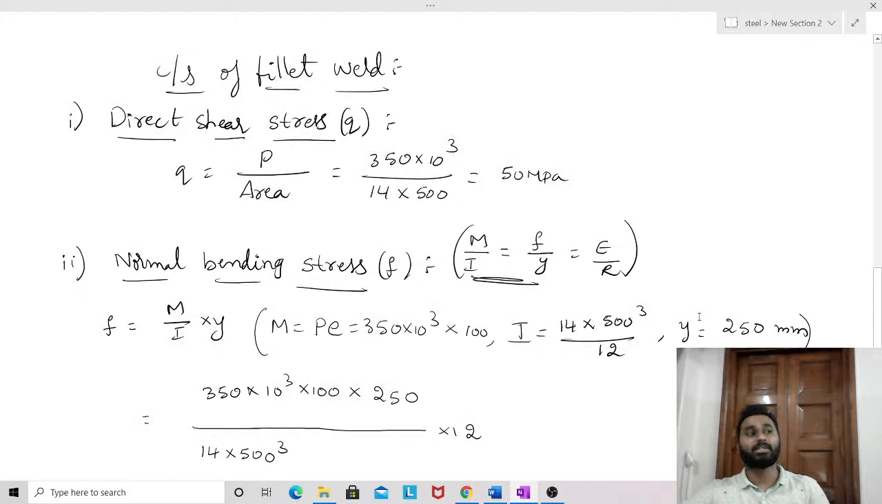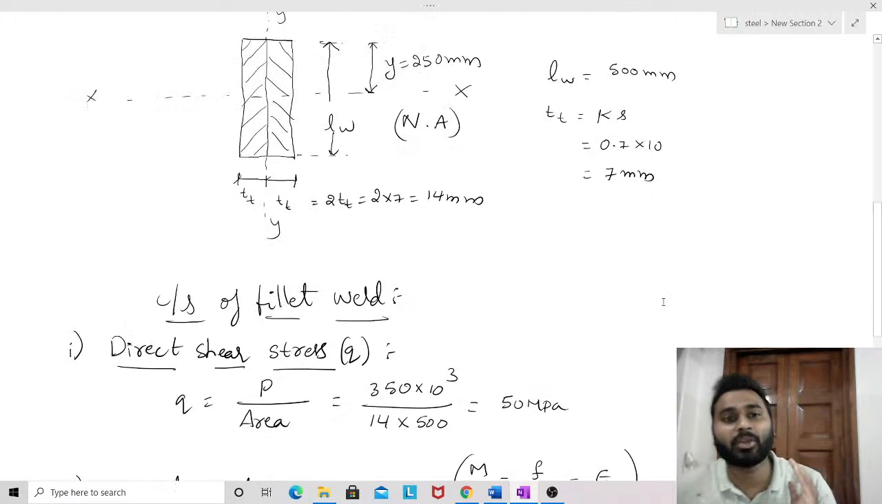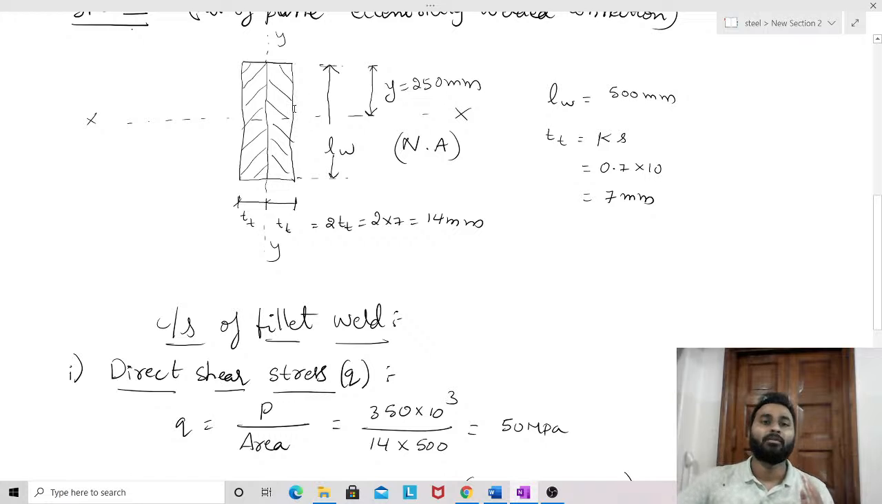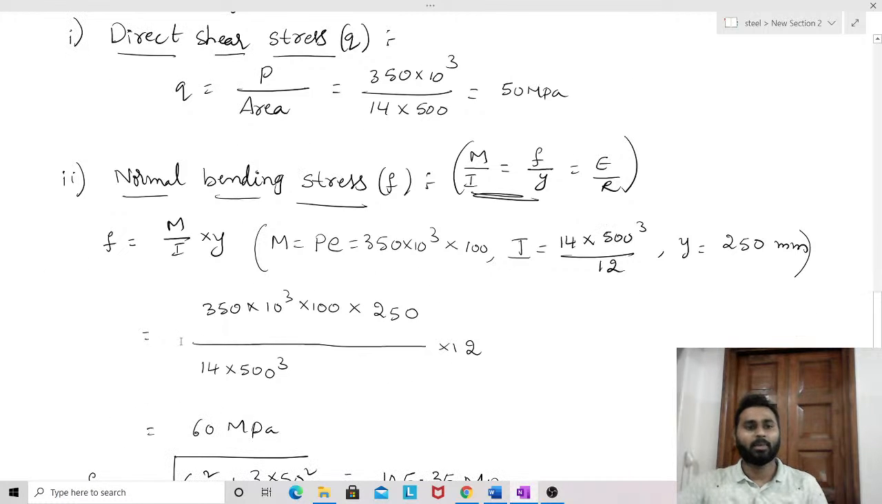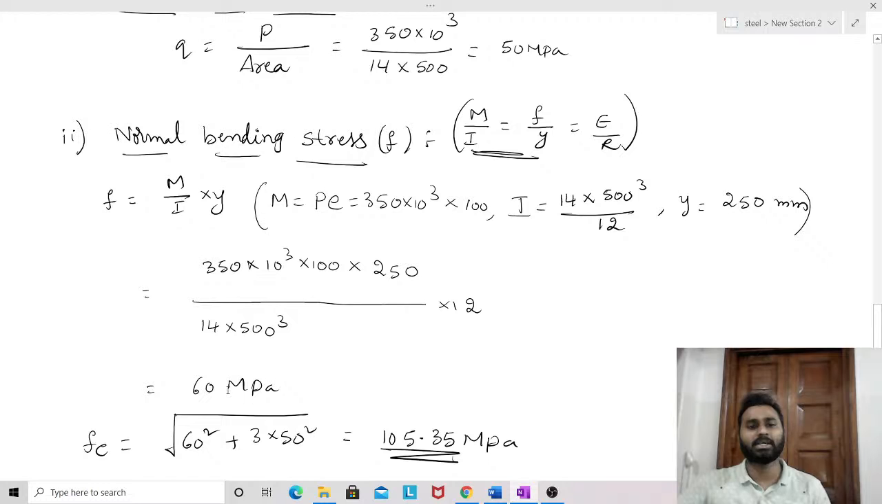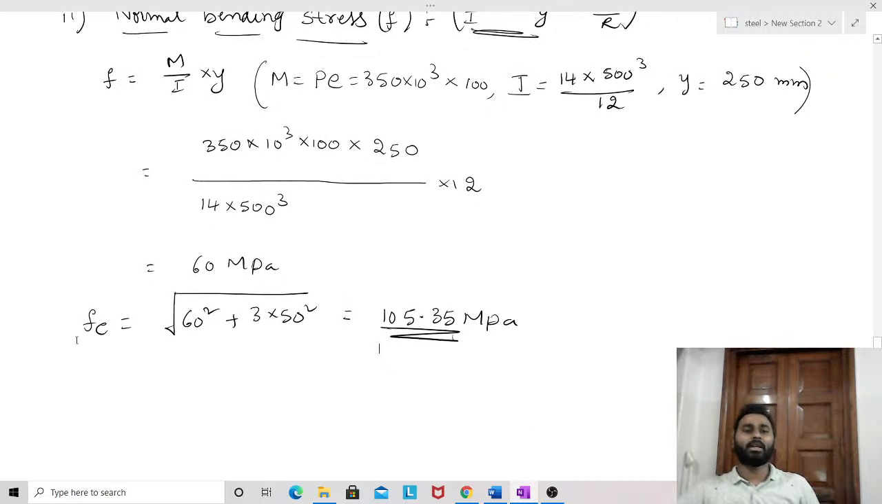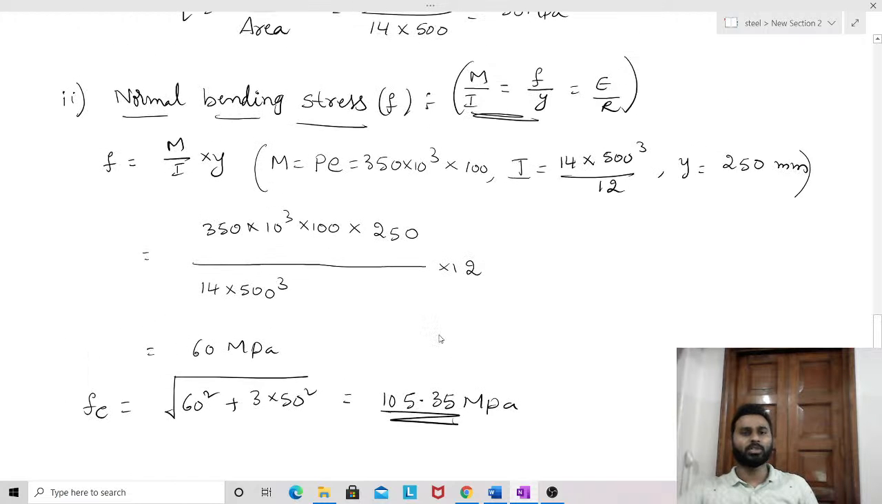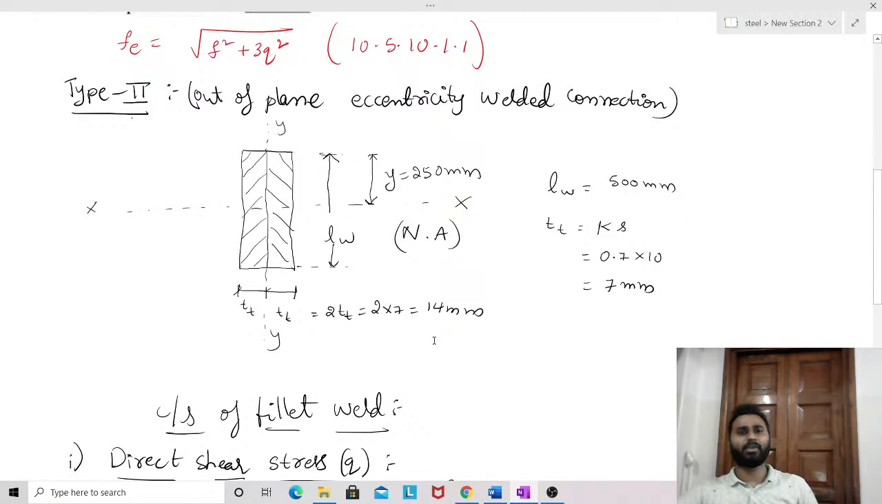And y is the distance of the extreme fiber from the neutral axis. The neutral axis is x and the distance of the extreme fiber is 250. So everything is here. Upon substituting these values in this formula, we get normal stress as 60 MPa. By making use of this f and q, finally we get the resultant stress, that is f_e is equal to under root of 60 square plus 3 into 50 square, which is 105.35 MPa. Go through this once. From the cross section of the fillet weld, I will show here.